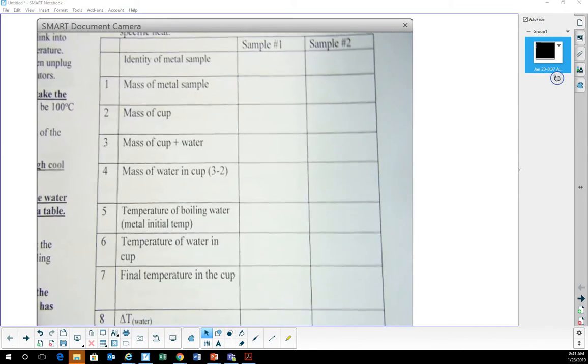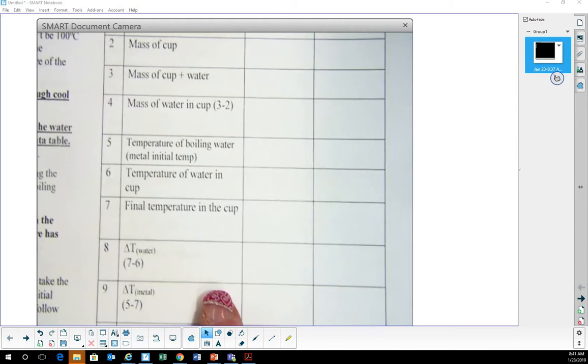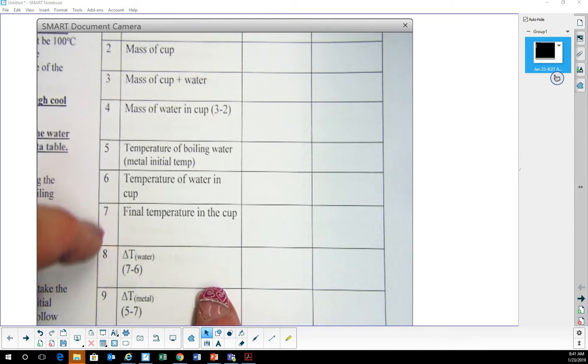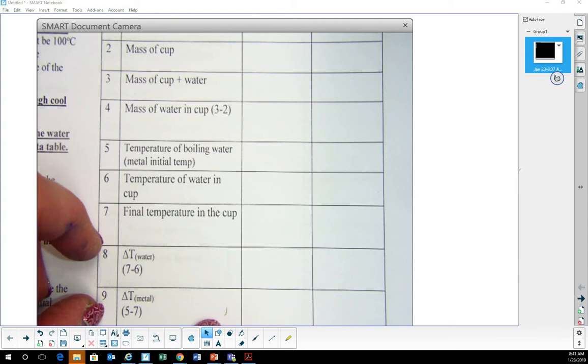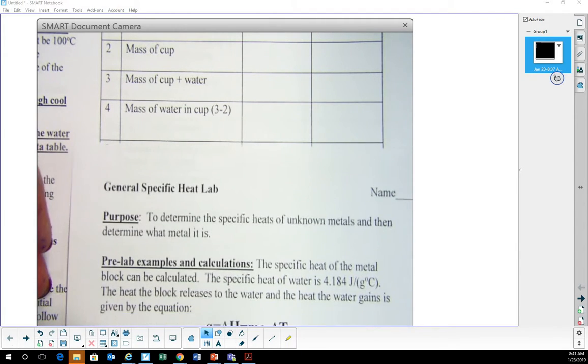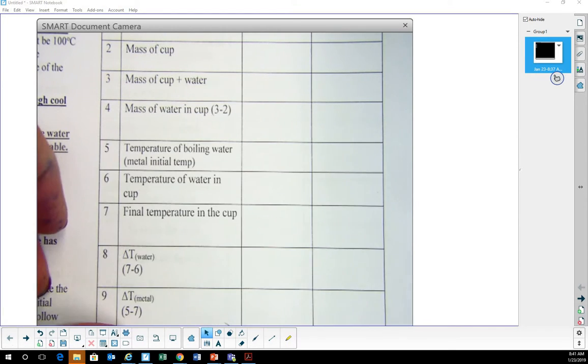As you did it, you should have been able to do all the calculations right here. Number 8 was just taking number 7 minus number 6. Number 9 was taking number 5 minus number 6, or number 5 minus number 7. And then the specific heat of water was given to you on the front page right here, 4.184. So this table should be totally filled in. If it's not, quickly do that.